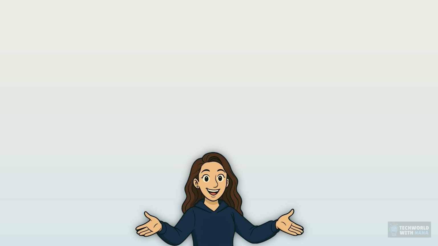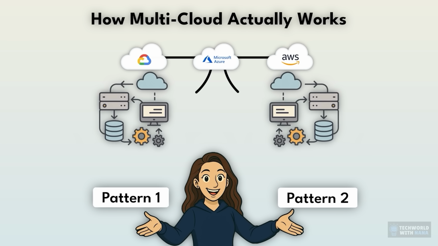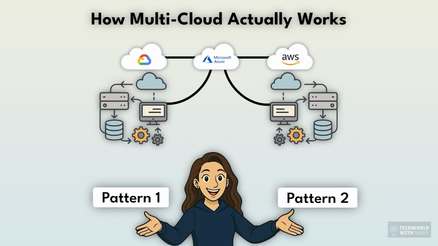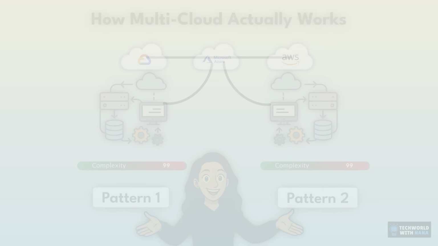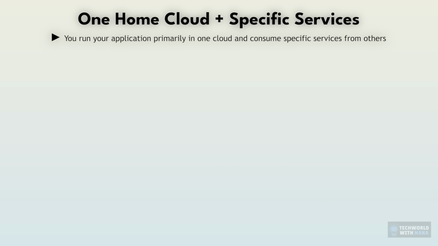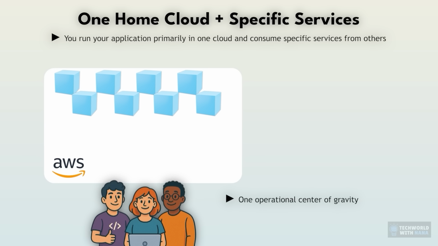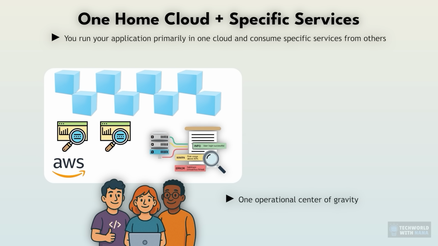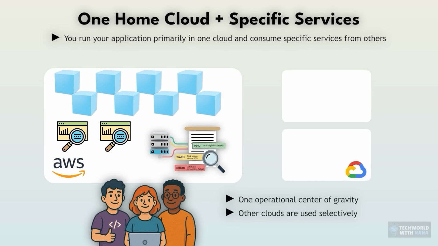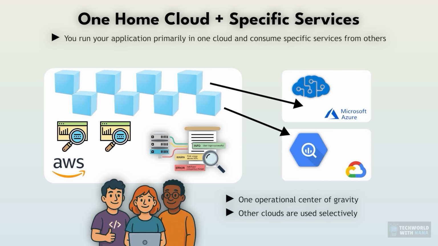First, let's understand how multi-cloud actually works in real systems, because there are two different patterns and both of them add significant complexity. The first one is where most of our application runs in one main cloud, let's say AWS. So all your services live there, your team deploys there, all your monitoring and logging assumes AWS. But your application also needs to call services from other clouds, like Google Cloud's BigQuery or Azure's AI services, and so on. Now, here's what this means in practice.